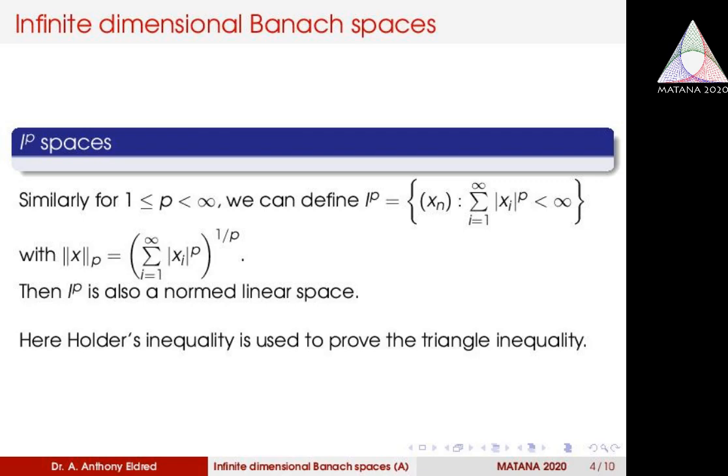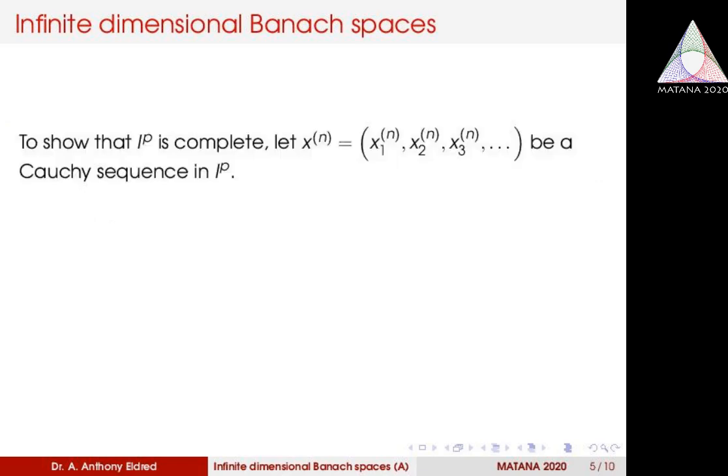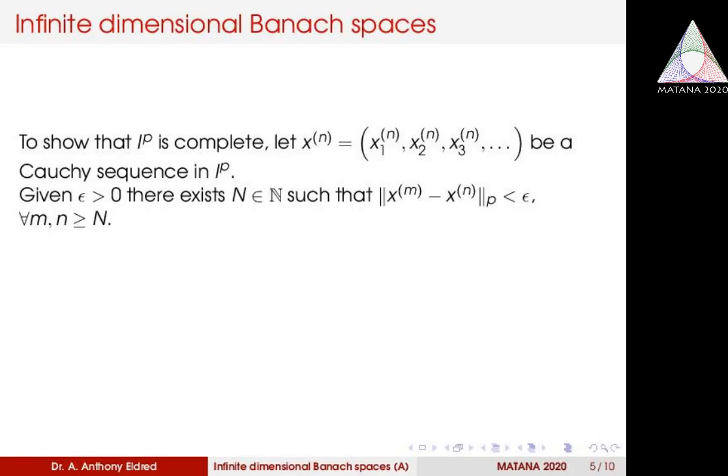So now we are going to check whether ell-p is a complete normed linear space, that is, whether ell-p is a Banach space. So we consider a Cauchy sequence xn in ell-p, where xn is given by its coordinates x1 to the power of n, x2 to the power of n, and so on. Given epsilon positive, there exists capital N such that the p norm of xm minus xn is less than epsilon for all m, n greater than or equal to N.